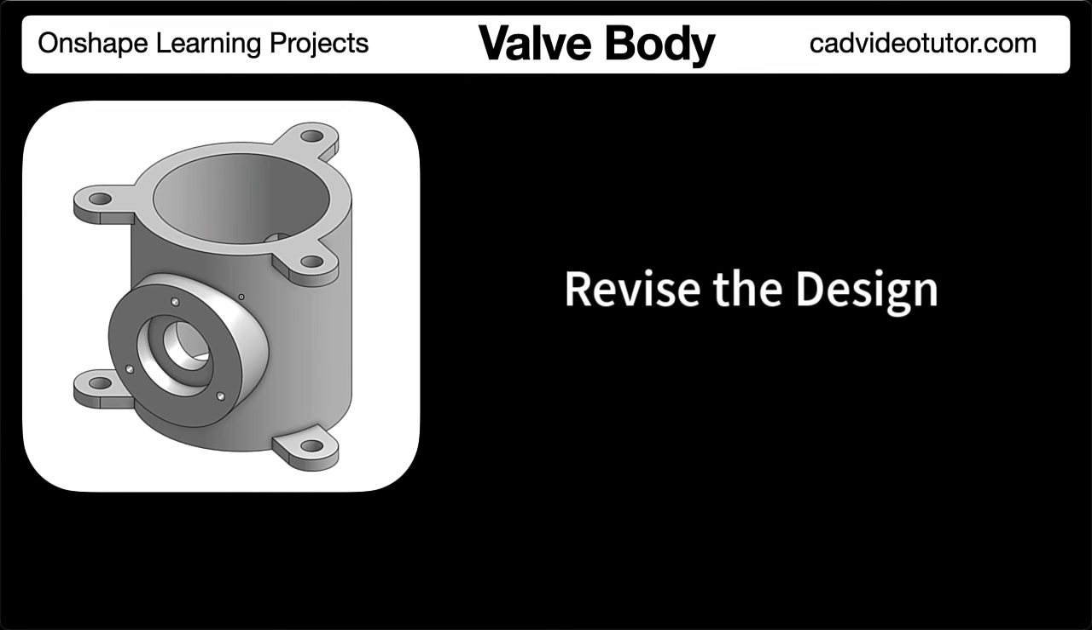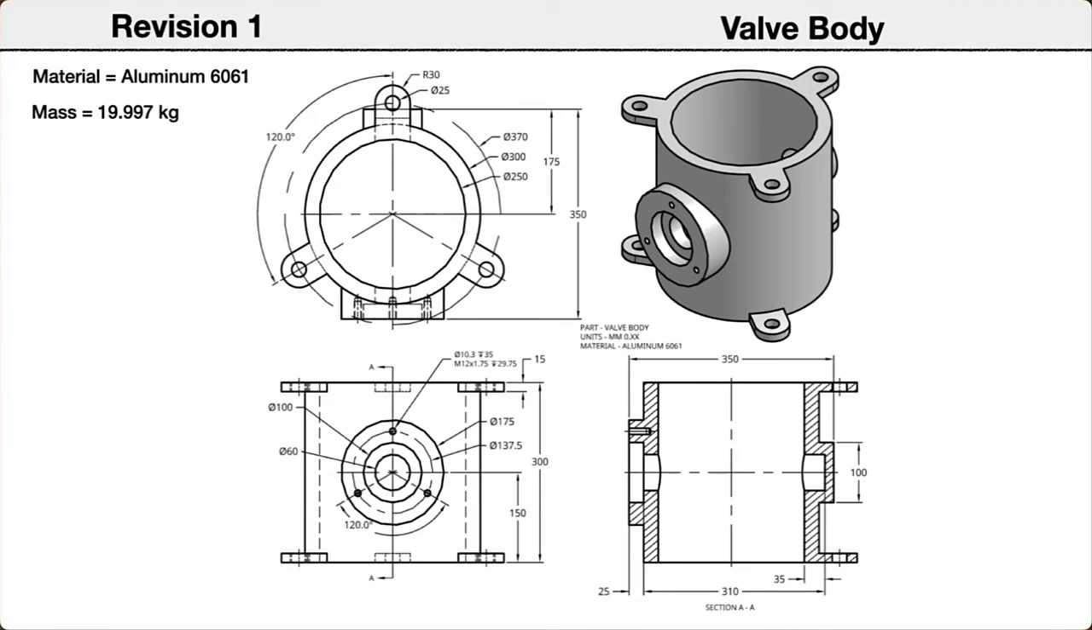In this segment, we will make some revisions to the design and check if our design intent has been applied correctly. We will start by reading the revision drawings to identify the features that will be changed. The top view shows that the inside diameter of the valve body is now 250 millimeters. The front view shows the height has changed to 300 millimeters. All of the other features should remain unchanged. The material remains aluminum 6061, and the revised mass is now 19.997 kilograms.